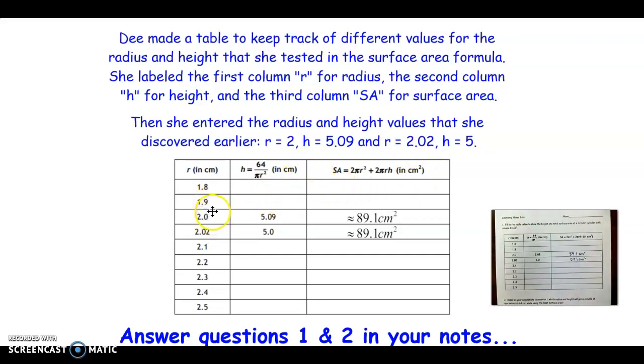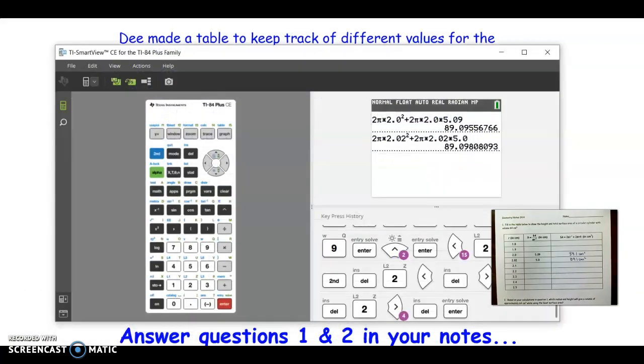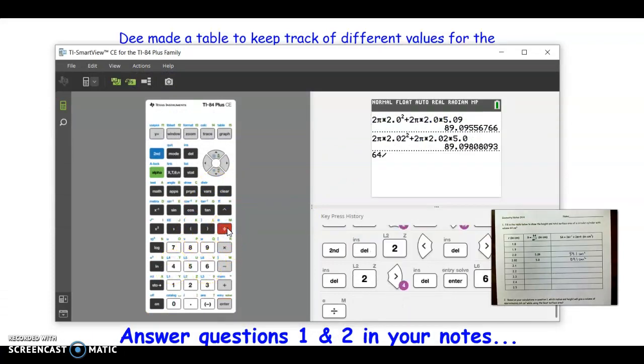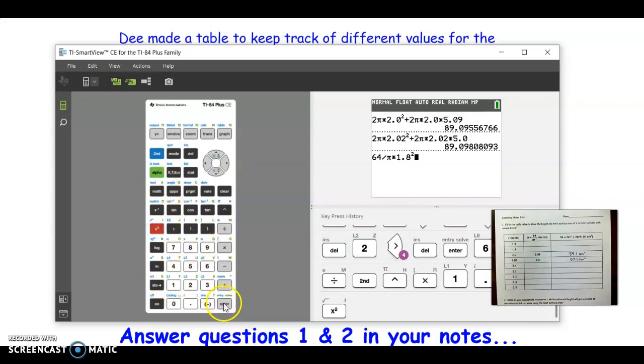So what I want you to do is to go through and fill in your chart for the rest of these amounts. Now be careful how you find your height. For instance, on the 1.8, I want to show you how most students would enter it, which is incorrect. Your height is 64 divided by pi r squared. You cannot just put it in as 64 divided by pi times our radius, which in this case is 1.8 squared. That is incorrect. You're going to get the wrong height there.